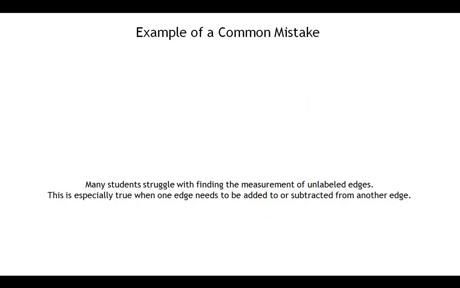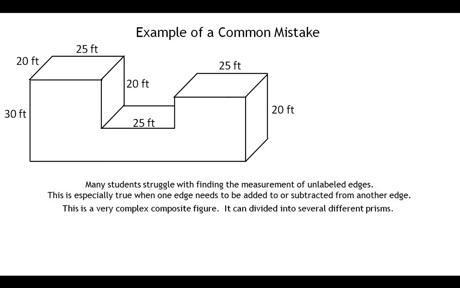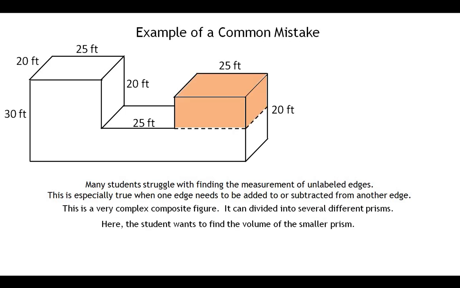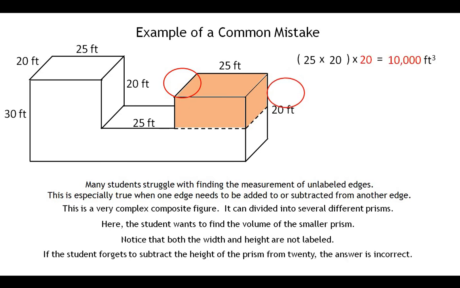Many students struggle with finding the measurement of unlabeled edges. This is especially true when one edge needs to be added to or subtracted from another edge. This is a very complex composite figure. It can be divided into several different prisms. Here, the student wants to find the volume of the smaller prism. Notice that both the width and height are not labeled. If the student forgets to subtract the height of the prism from 20, the answer is incorrect.